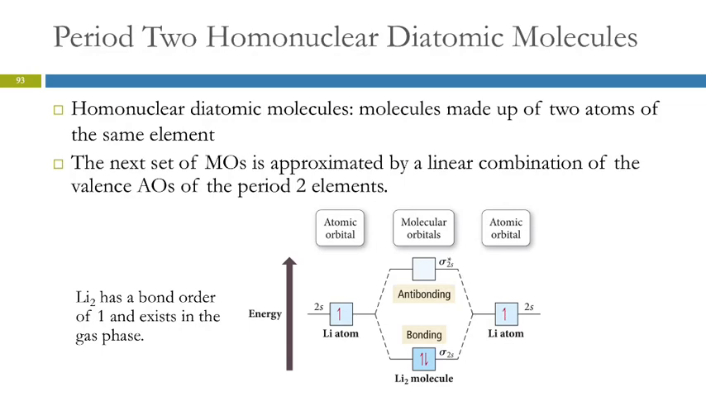So we could calculate a bond order for this one. How many electrons in bonding orbitals? 2. How many in antibonding? 0. And then divide by 2. So this has a bond order of 1. It's predicted to exist. It does in the gas phase. Questions? We're ignoring the 1s orbitals because those are core. We're only looking at the valence electrons.